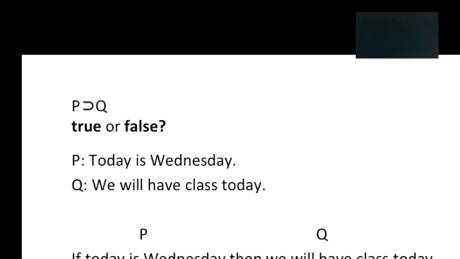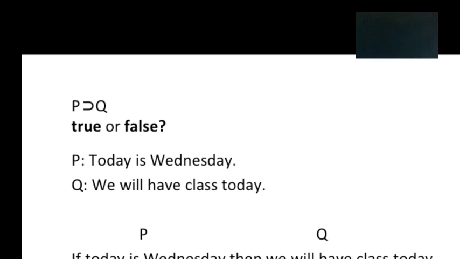Okay, finally, and this one sometimes throws people, suppose I say, if today is Wednesday, then we'll have class today, and I say it on a Monday, and it turns out we do have class on a Monday. Then was I lying? Well, let me ask you this. Did I say anything about whether we would have class if it wasn't Wednesday? I didn't. I didn't guarantee anything about what would happen if it's not Wednesday.